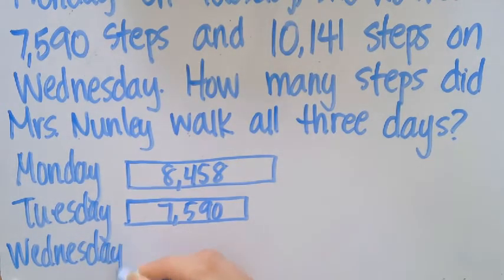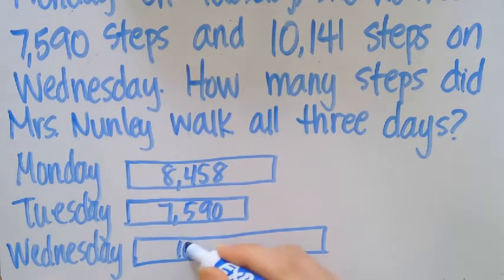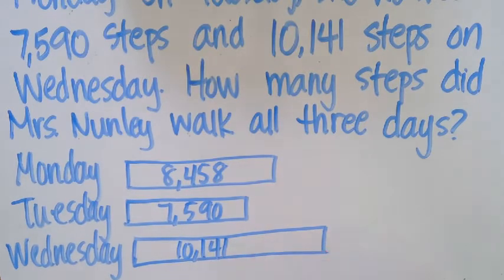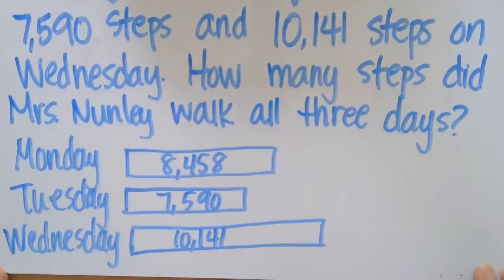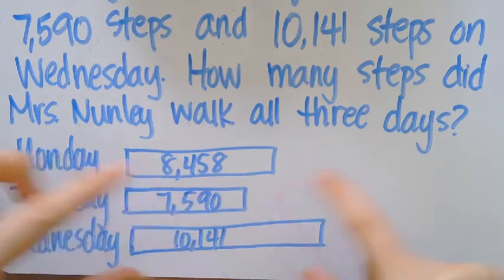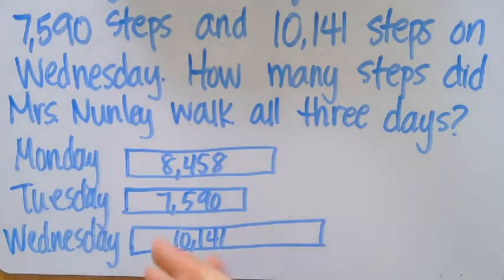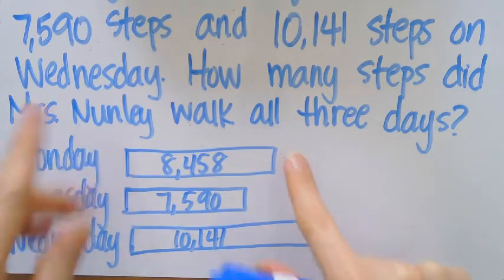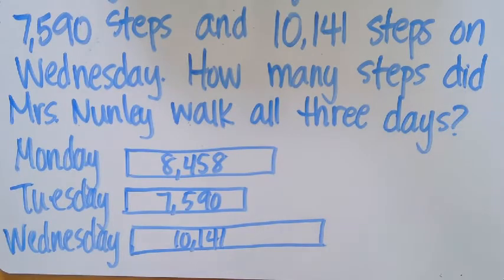And on Wednesday, she walked a little further at 10,141. So the reason I choose to use a tape diagram is to just visually show a representation of which day looks like she had the most amount of steps and which one had the least. The tape diagram has a really nice way for your eyes to immediately go towards, oh, this one was the most.